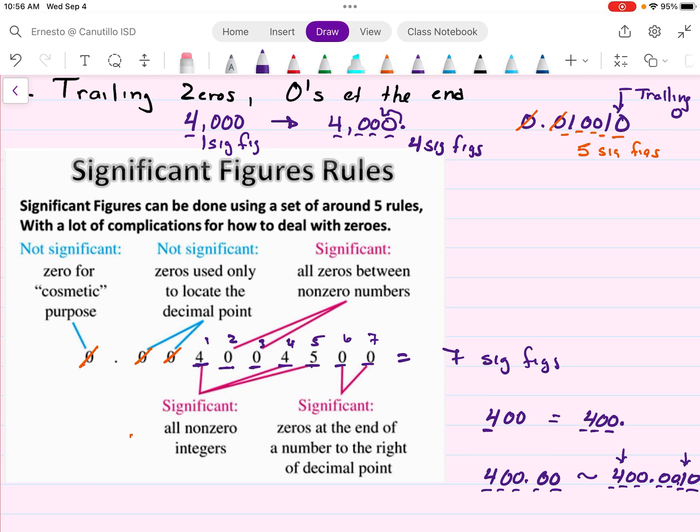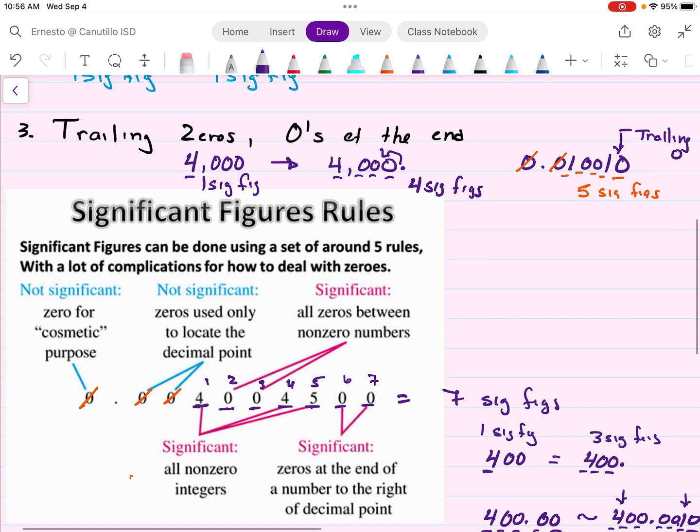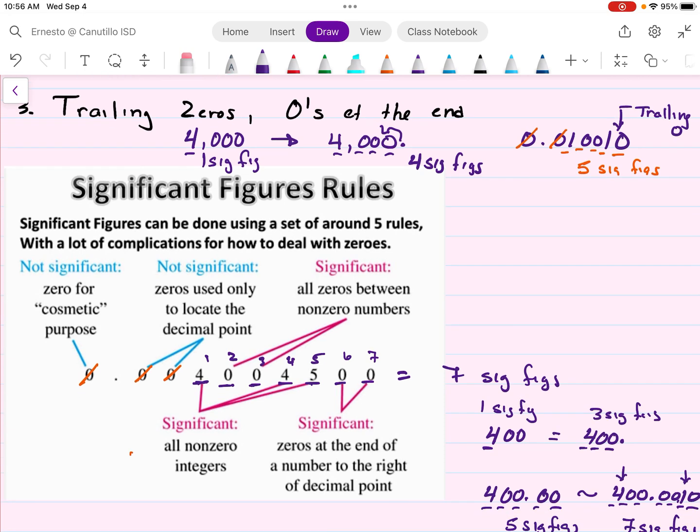So this number would have 1, 2, 3, 4, 5, 6, 7 sig figs here. This one would have 5 sig figs. This one would have 3 sig figs. And this one would have 1 sig fig. So the only time you're going to have issues with significant figures is with your zeros.